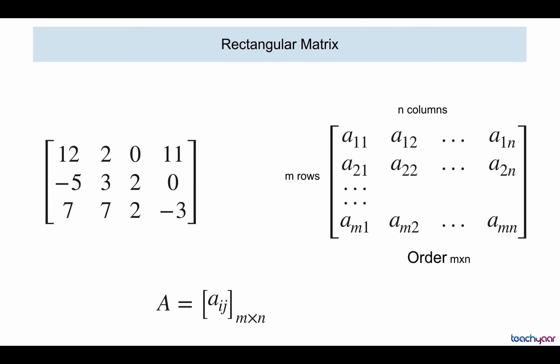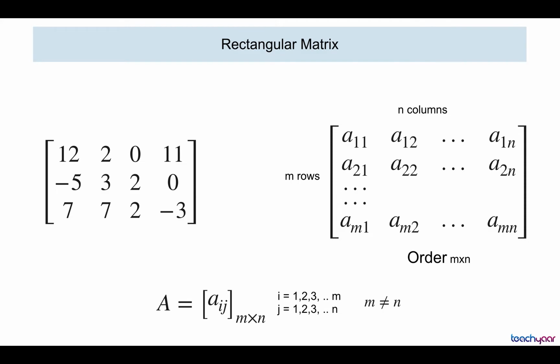And so for a rectangular matrix, for a matrix A, in this case I'm just calling it A, Aij, m cross n, the i, which is the row index, goes from 1 to m, and j, which is the column index, goes from 1 to n. And for a rectangular matrix, m is not equal to n. So the number of rows is not equal to the number of columns. It's a very simple concept. That's as simple as it is.